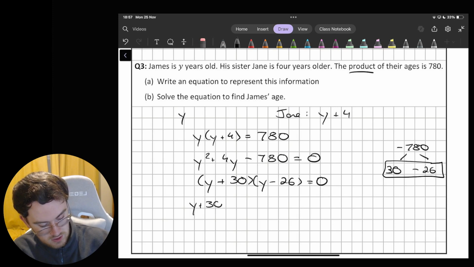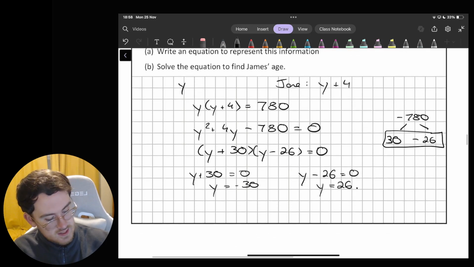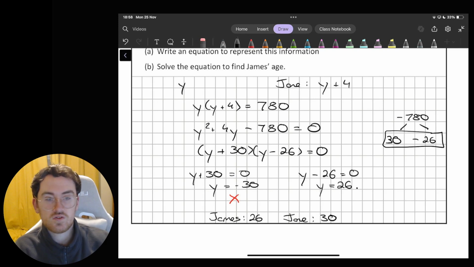y plus 30 equals 0, which means y equals minus 30. We're thinking that one's probably not possible. And then y minus 26 equals 0, which means y equals 26. So in this case, we can't have a negative age, so that's going to mean that James is 26 and that Jane is 30, because she's 4 years older.